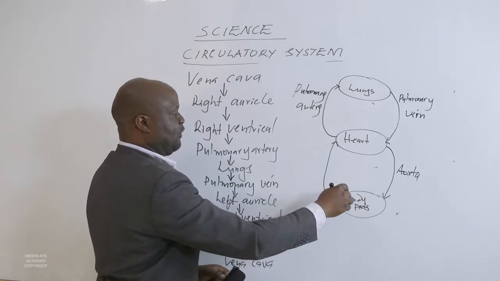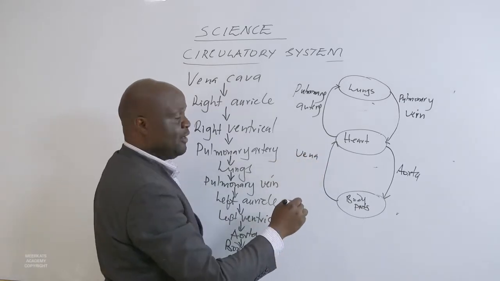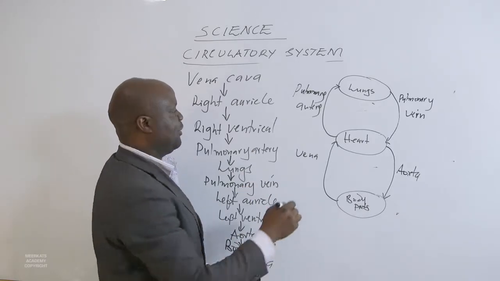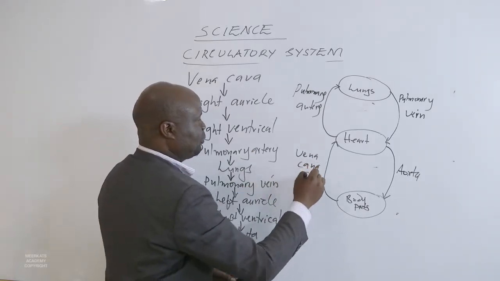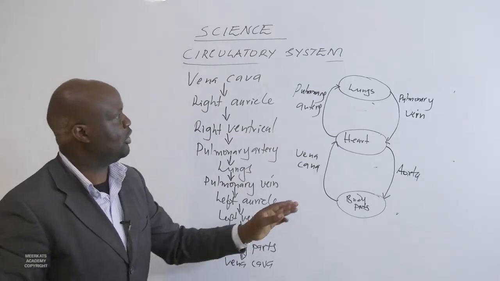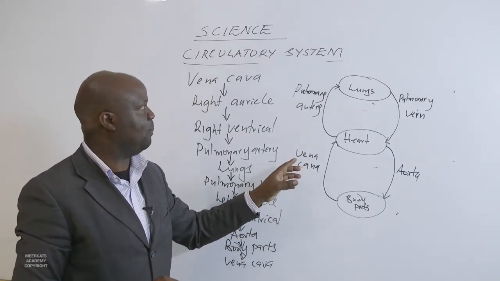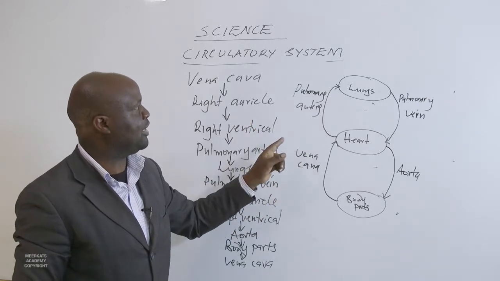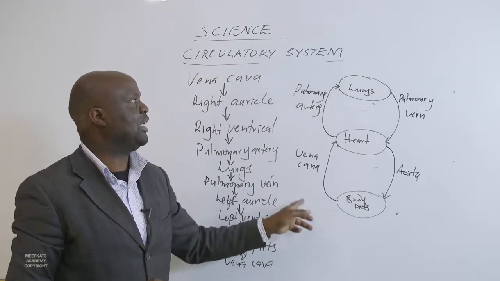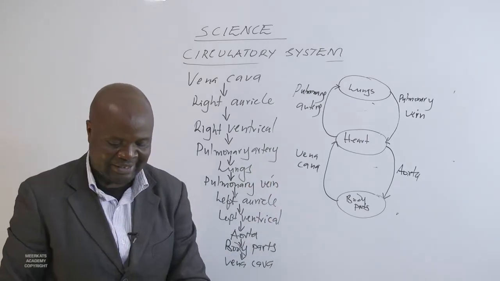The aorta takes blood to different parts of the body. From different parts of the body to the heart, we shall have our vena cava, the main vein that takes blood back to the heart, the blood that has a lot of carbon dioxide. So we can see this kind of circulation. We have actually shown the three main vessels that are concerned with blood circulation. There is a pulmonary artery, there is pulmonary vein, there is aorta, there is vena cava, and there are body parts. In simple terms, this is how the blood will keep on circulating.